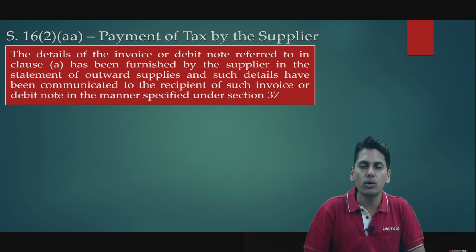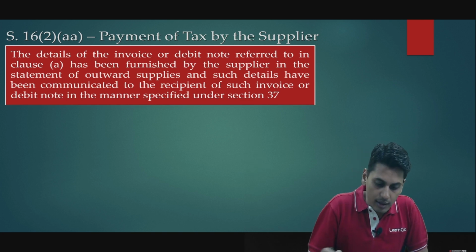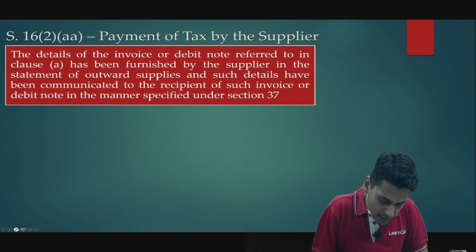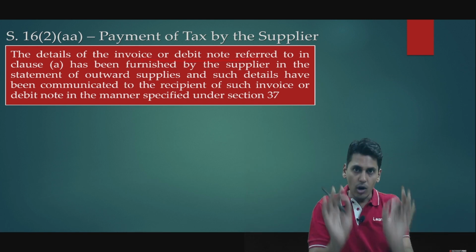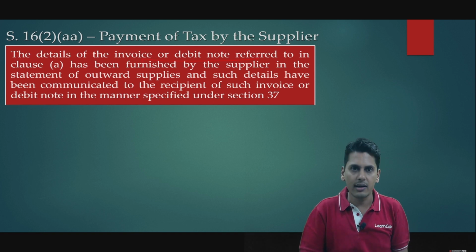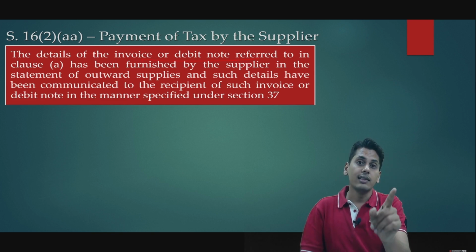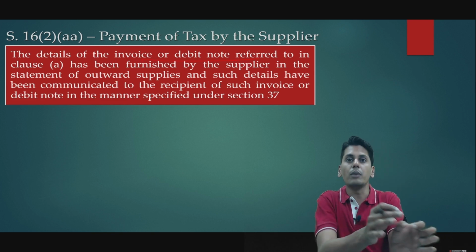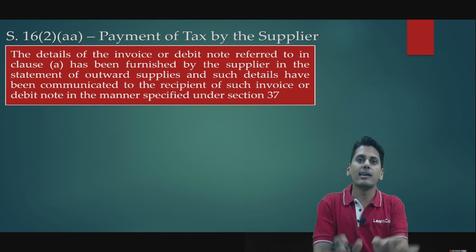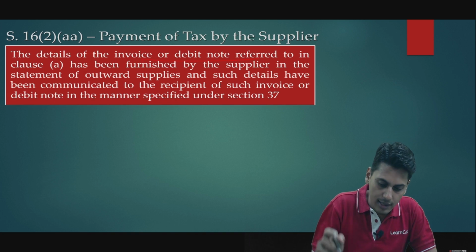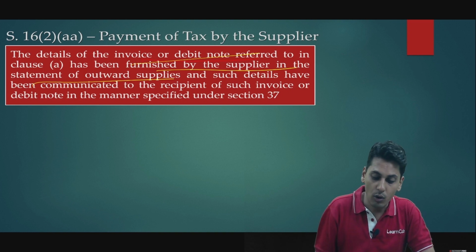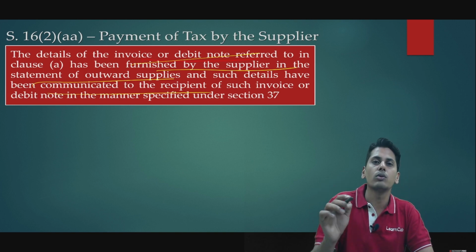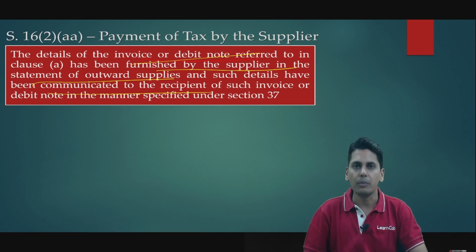Let's have a look at 16(2)(aa), a new clause which has been inserted. The details of the invoice or the debit note which is referred to in clause (a). What was clause (a)? 16(2)(a), the first condition: the invoice, the document should have been available with the recipient for him to take the credit. So the recipient should receive the invoice. That invoice should be uploaded by the supplier in his GSTR-1, and it should be communicated to the recipient in his 2A. Only then can credit be taken. 16(2)(aa): the details of the invoice or the debit note referred to in clause (a) have been furnished by the supplier in the statement of outward supplies, and such details have been communicated to the recipient. Only then can this credit be taken.